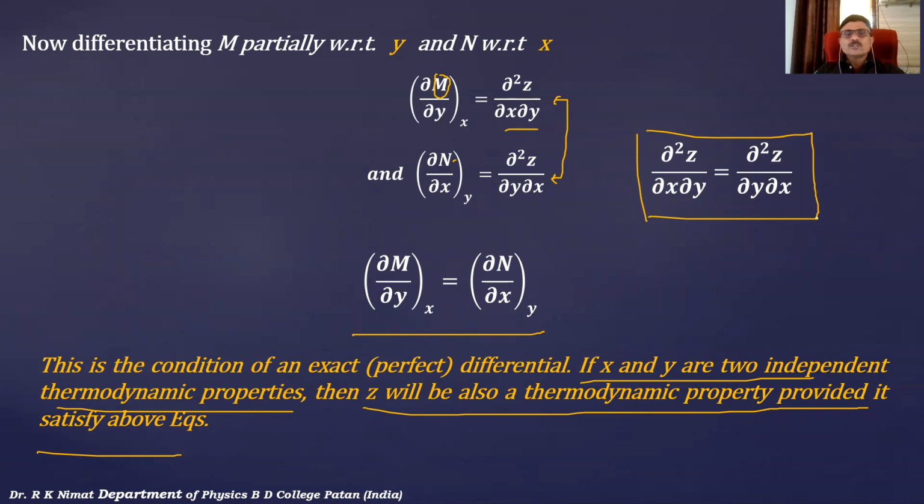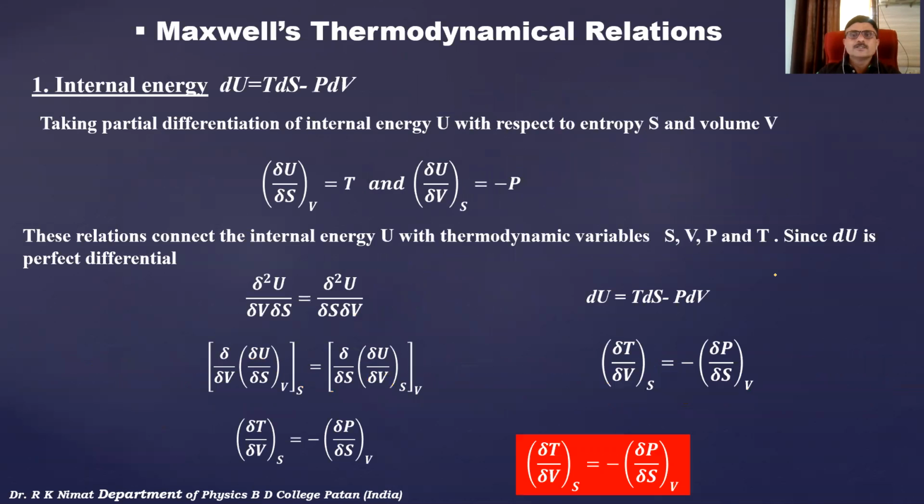Once you understand this concept of the exact or perfect differential equation, it is very easy to derive Maxwell's thermodynamical equations, because we have already studied the thermodynamic potentials. Using only the thermodynamic potentials, it is possible to derive Maxwell's thermodynamic relations using the condition of exact or perfect differential. So let us now derive Maxwell's thermodynamic relations.